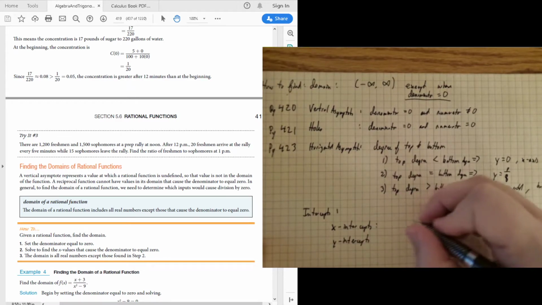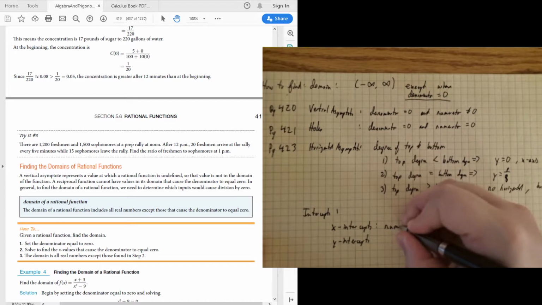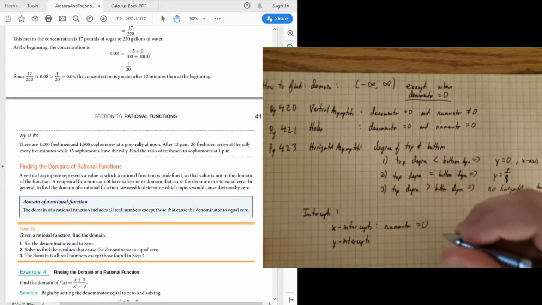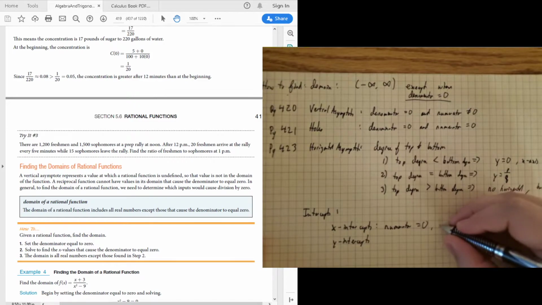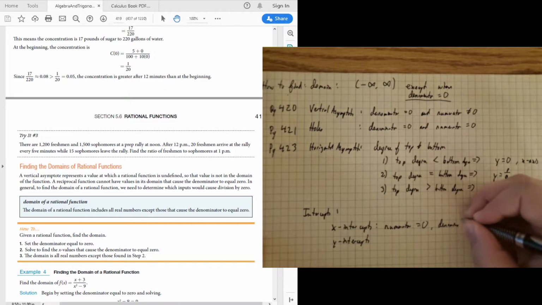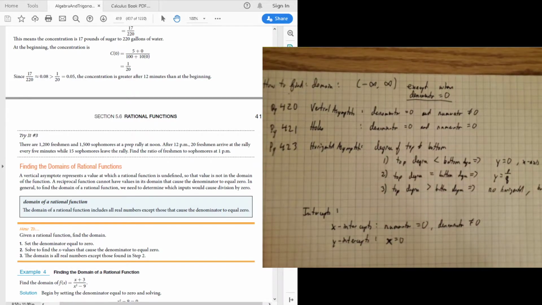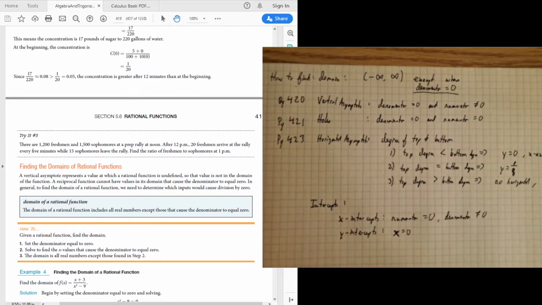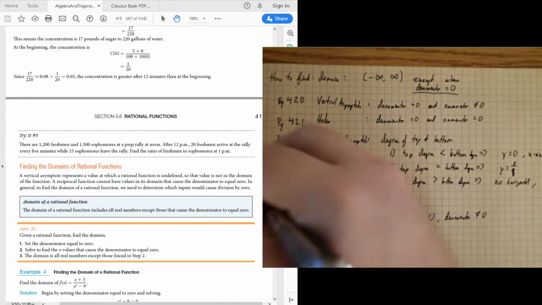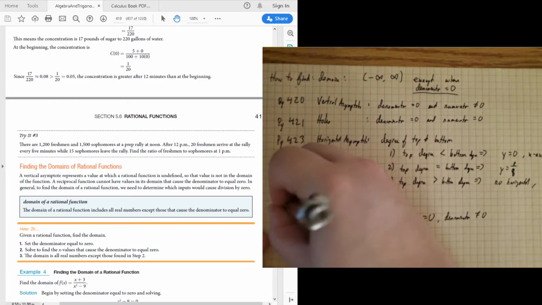X-intercepts. These occur when the numerator equals 0 and denominator does not equal 0. Y-intercepts occur when x equals 0. This is everything we need to solve our problems today. It's a short list, but it is not an easy list. This is included on page 425.